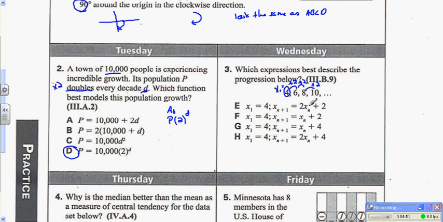So these all check, they have x sub n. Then you're adding 2 to it. Well, you're not going to add 4 to it. Those are out. Now it's between these two. Well, it doesn't say to double it and then add 2. That would give us a different number entirely. They're just adding 2 every time. So F is your solution.